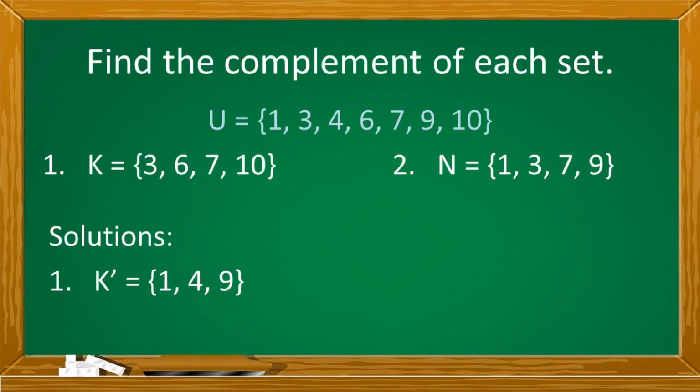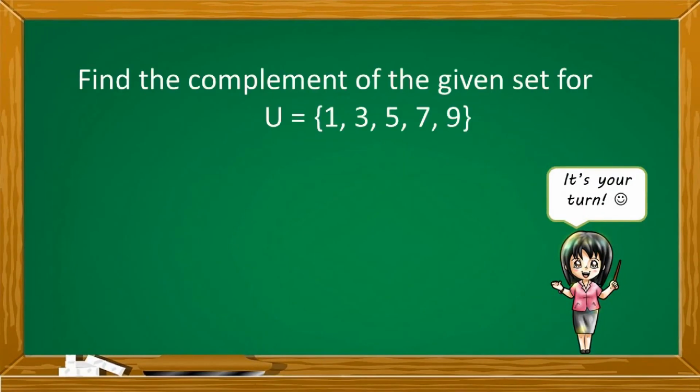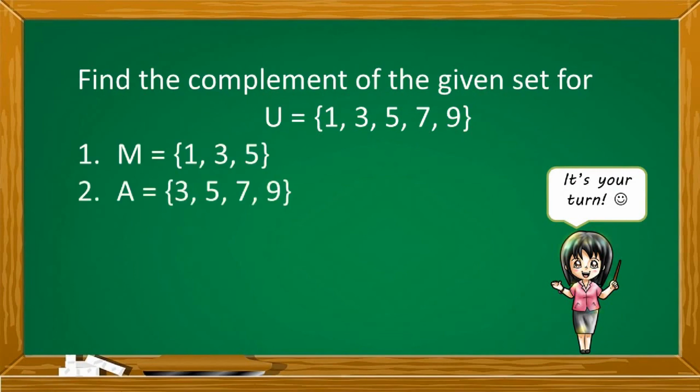Next, number 2. Complement of set N. Set N has 1, 3, 7, and 9. So what are the elements na wala pa kay N pero naka-universal set? 4, 6, and 10. These elements are the complement of set N. It's your turn. Find the complement of the given set, for universal set equal to the elements 1, 3, 5, 7, and 9. Solve for the following.